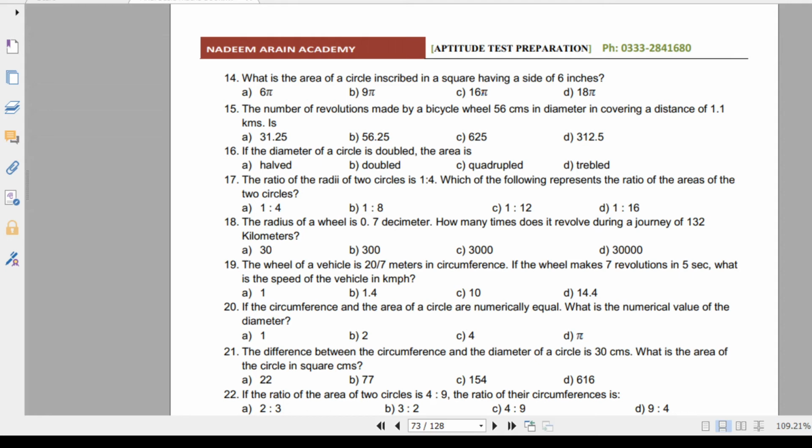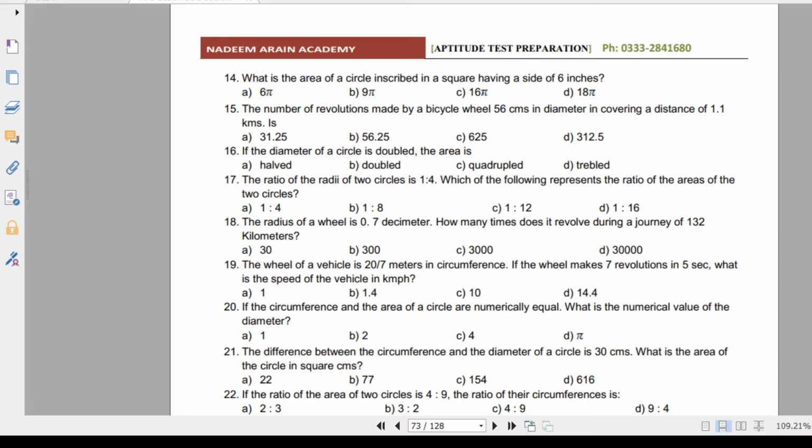And question number 18 is again similar. You need to find the number of revolutions. So you divide the total distance by 2 pi r, the distance of one cycle. So you will do it. Let's move to question number 19. And for question 18, one thing: 1 decimeter is 10 centimeters. So if you want to convert decimeters to centimeters, you multiply by 10.